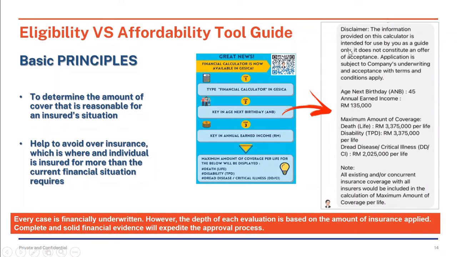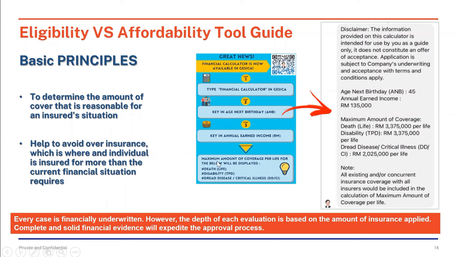Okay, so from the Jessica, you just key in the keyword financial calculator. After that, you just key in the age next birthday. What is the customer's age next birthday? Then you also have to get the annual income, that means the annualized earned income roughly, into this Jessica.